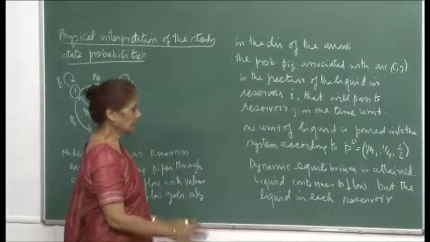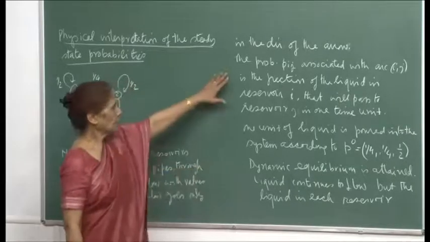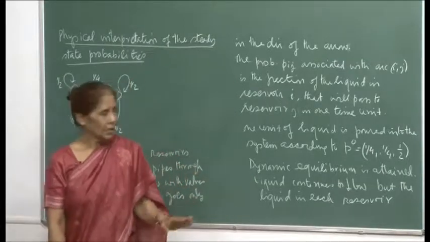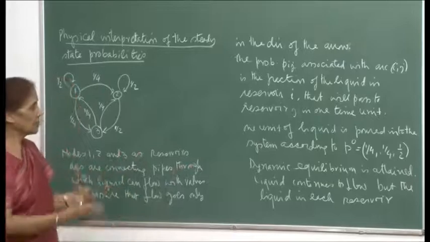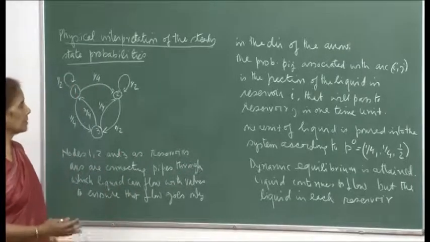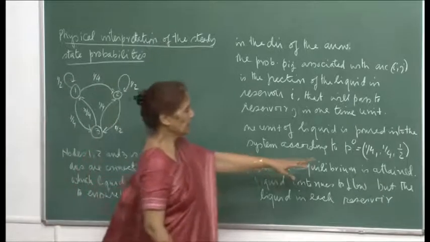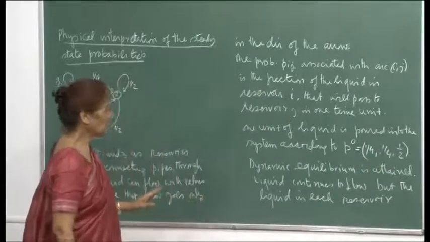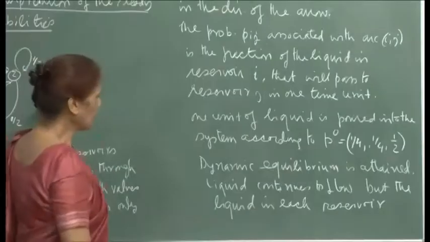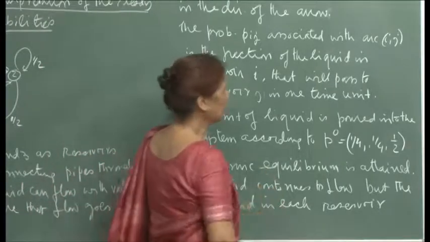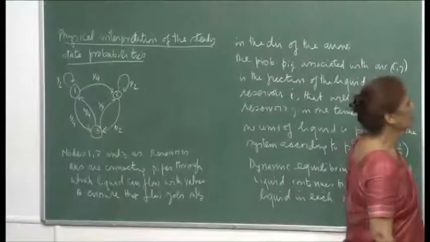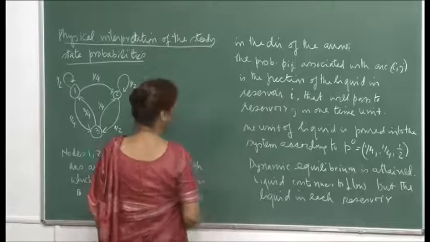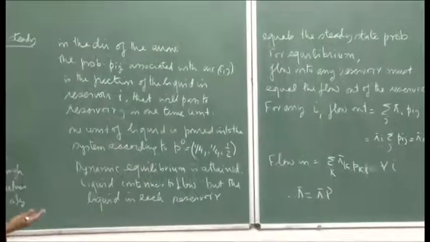Okay. And then the liquid is allowed to flow according to this plan, and then what we are saying is that dynamic equilibrium, as we have discussed, the probabilities will converge irrespective of how much liquid was initially poured into the reservoirs. So, finally, dynamic equilibrium will be attained and liquid will continue to flow, but the liquid in each reservoir will equal the steady state probabilities, right. So, our steady state probabilities, I do not have the numbers here, but whatever we had computed, pi 1, pi 2, pi 3.